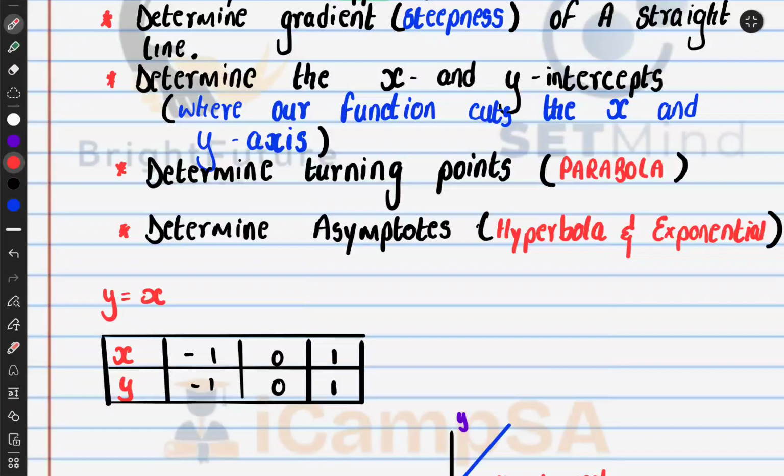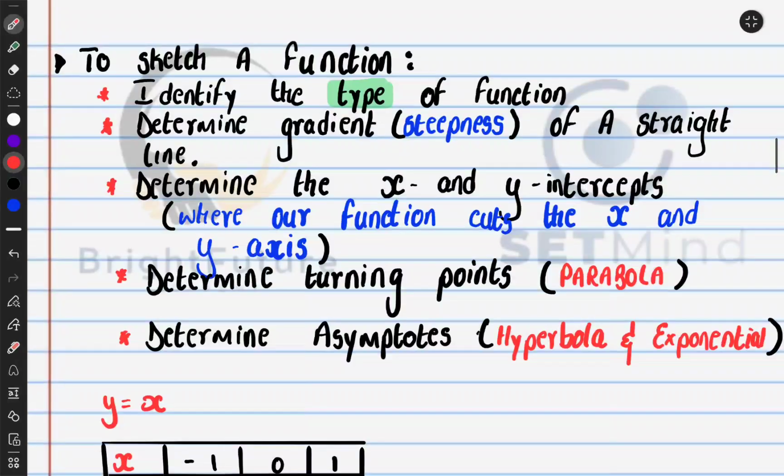And then we also have asymptotes, that last point when you are dealing especially with hyperbola and exponential functions. So in basic terms, the asymptotes are just lines, horizontal or vertical, on your x and y axis that the function will never touch. It will approach but never touch. But we'll further discuss that once we get into the hyperbola and the exponential function.